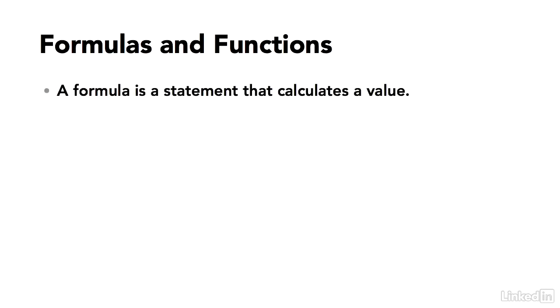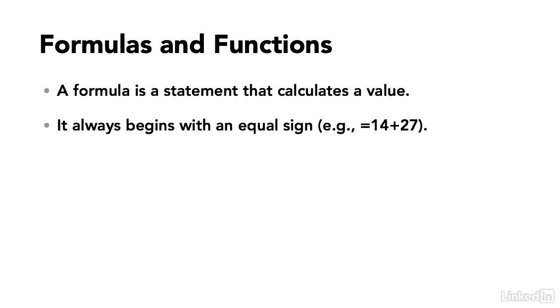To start, a formula is a statement that calculates a value, and it has one distinguishing feature, and that is that it always begins with an equal sign. As an example, you might want to add 14 and 27, so you would say equal 14 plus 27. And it's the equal sign that tells Excel to expect a formula. Note that the equal sign must be the first character in the cell. If you type a space and then an equal sign, Excel will treat the cell's contents as text rather than a formula.